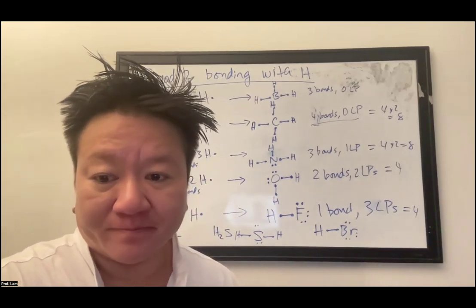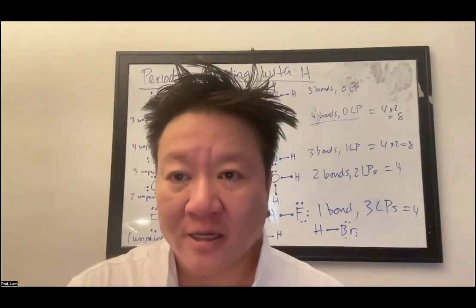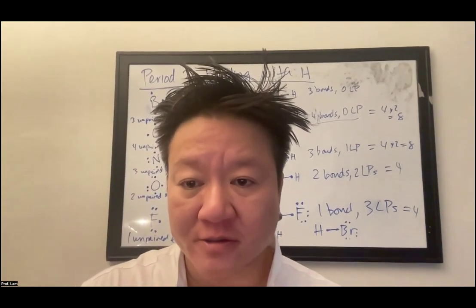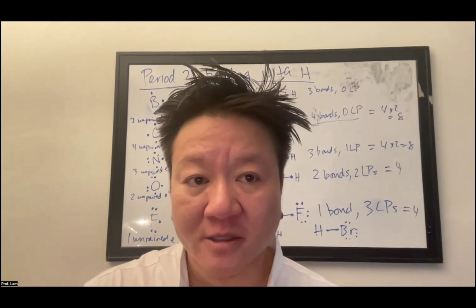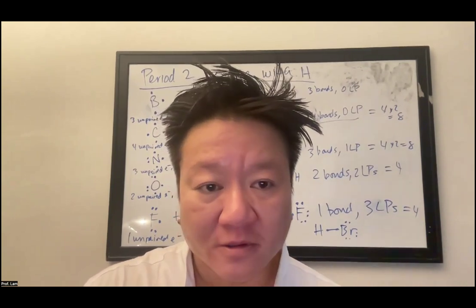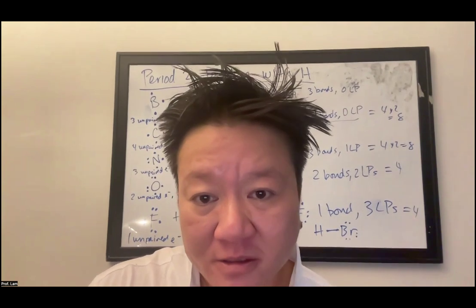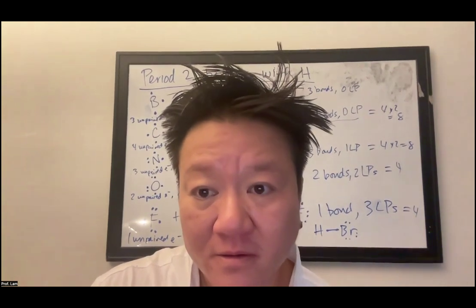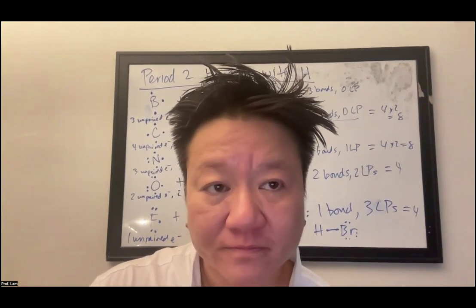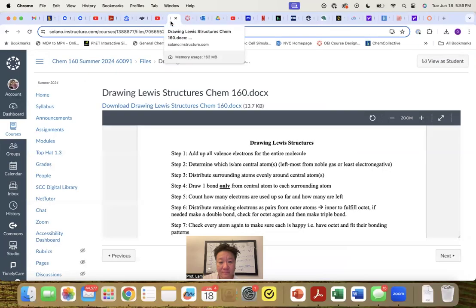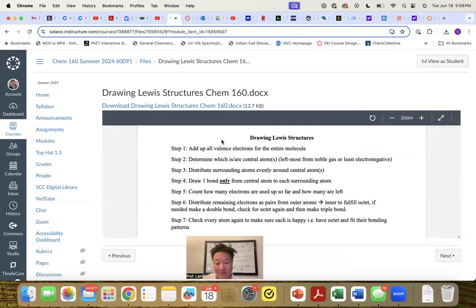All right. So let me show you guys something. When we get to Lewis structures, which we're going to do next, there are steps for doing Lewis structures, and it's on Canvas. So let me show you guys that. Okay, so here are the steps right here. Drawing Lewis structures for covalent compounds.